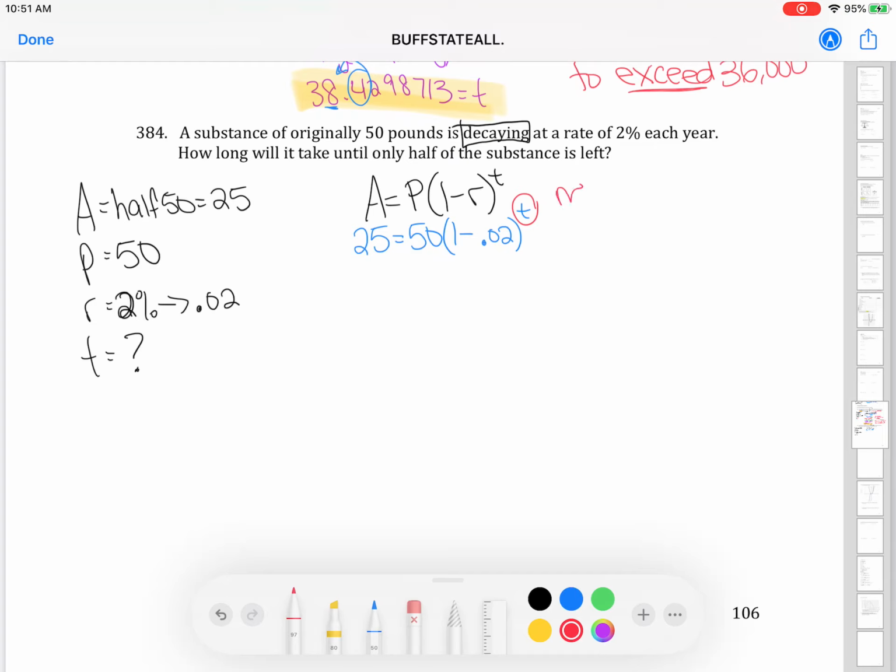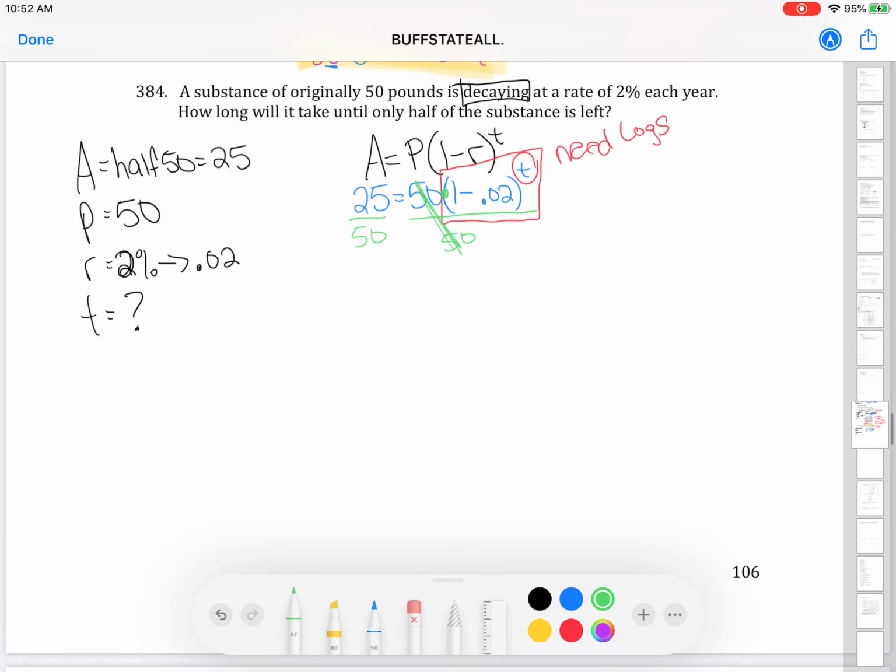I'm going to solve this the same way I solved the last couple of examples. Because I'm trying to find the variable in the exponent, I need to use logs. But I can't write log on both sides or start using that log method until what's being raised to the t is by itself. So the first thing I need to do is get rid of that 50, which is being multiplied to that whole thing. To undo that, I'm going to divide both sides by 50.